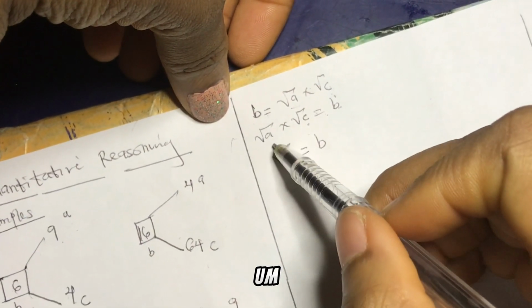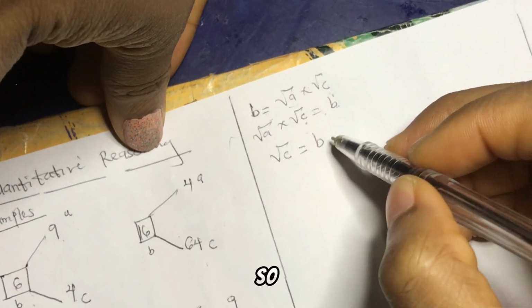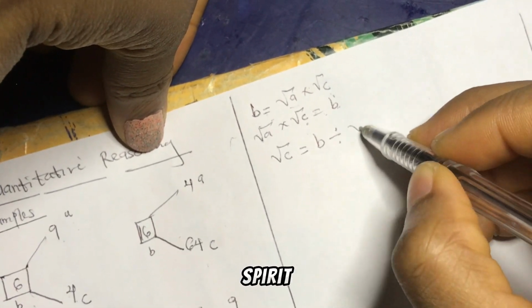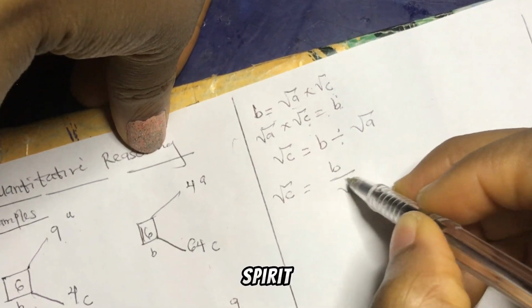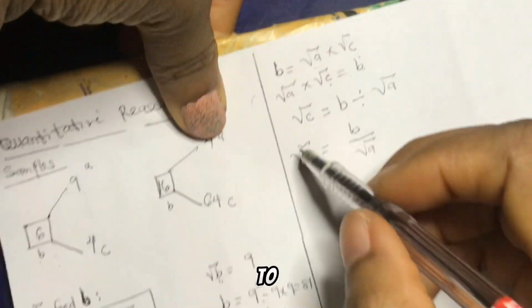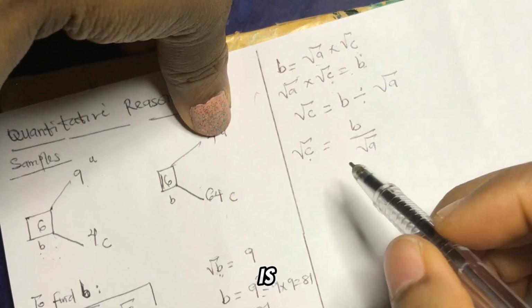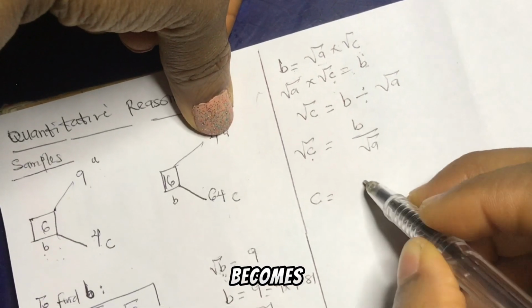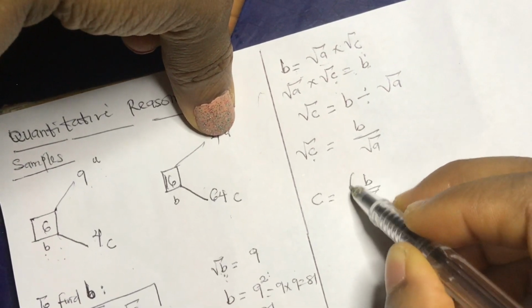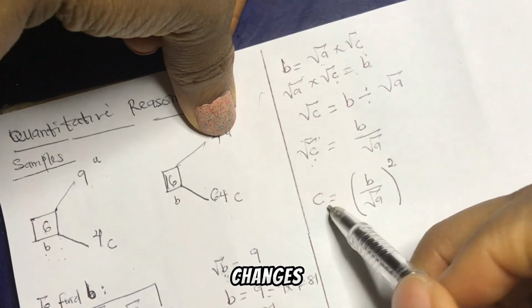Then how do I move this square root of a to the other side of the equation? So that will be divided by square root of a. In other words, that should be square root of c equals b divided by square root of a. So if I want to make c the subject of the formula, how do I eradicate the square root sign? Remember what I solved earlier. So c becomes b divided by square root of a, everything to the power of 2, because to eradicate the square root, it changes to power 2.